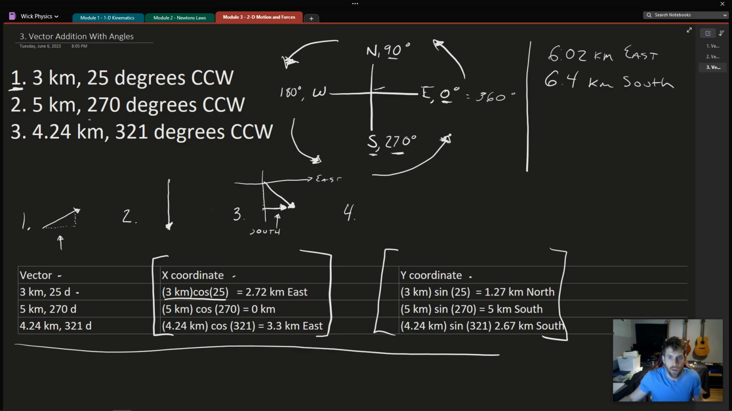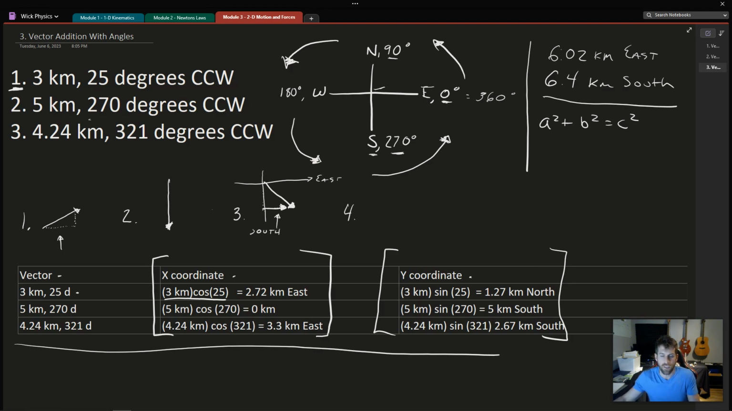box here. So we are going to have an angle that's south of east that is 6.4 and 6.02 kilometers. So to write this in, we have to do a resultant using Pythagorean theorem. Okay, a squared plus b squared equals c squared.